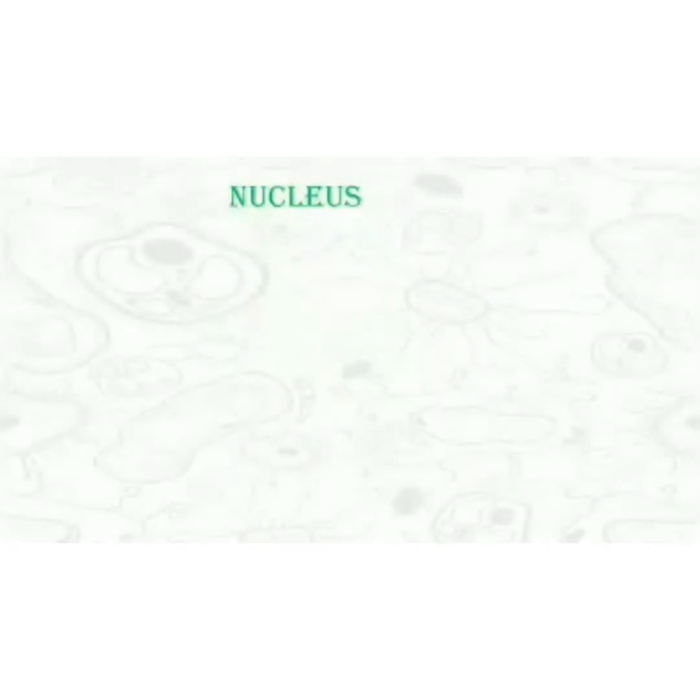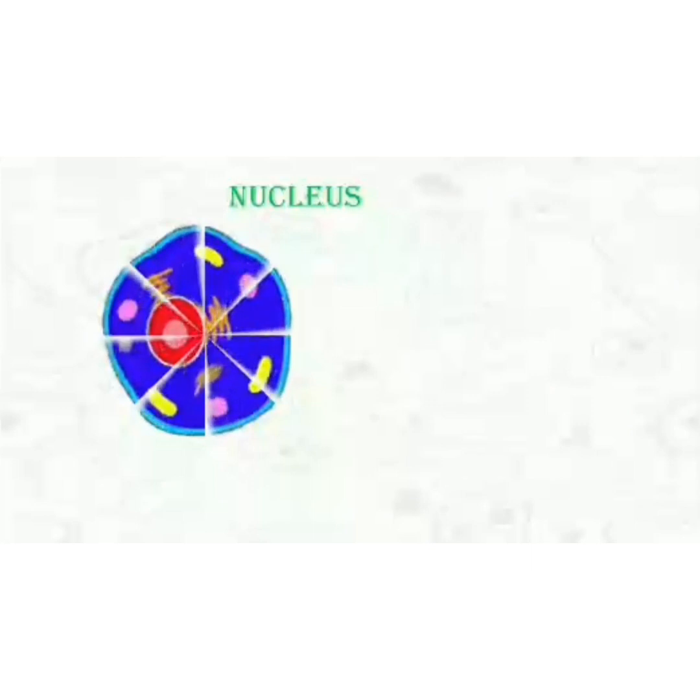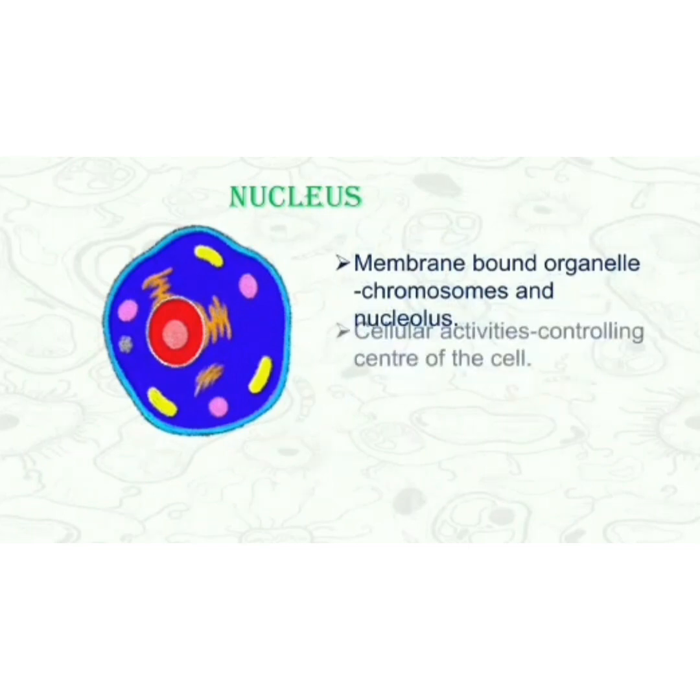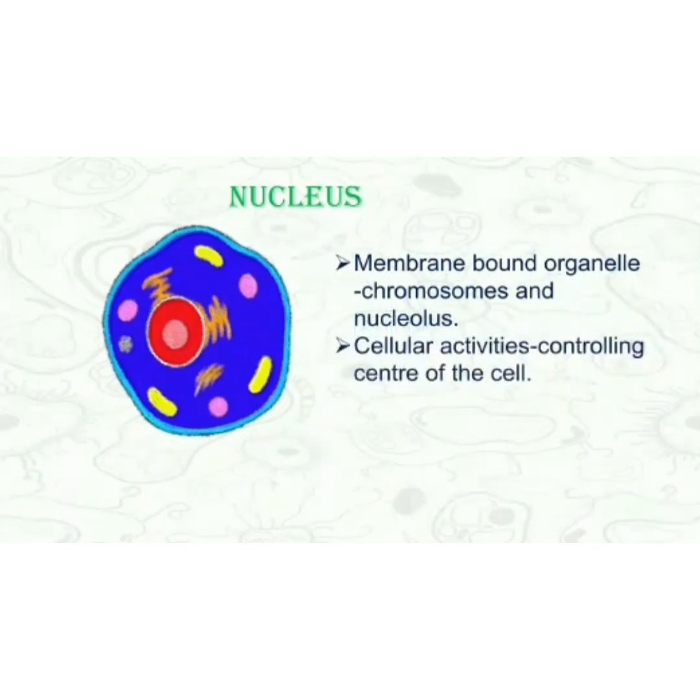Welcome to this video. In this video, we are talking about the nucleus. Nucleus is present inside the eukaryotic cells. It is a membrane-bound organelle containing chromosomes and nucleolus. It controls all the cellular activities. So, it is referred to as the controlling center of the cell.